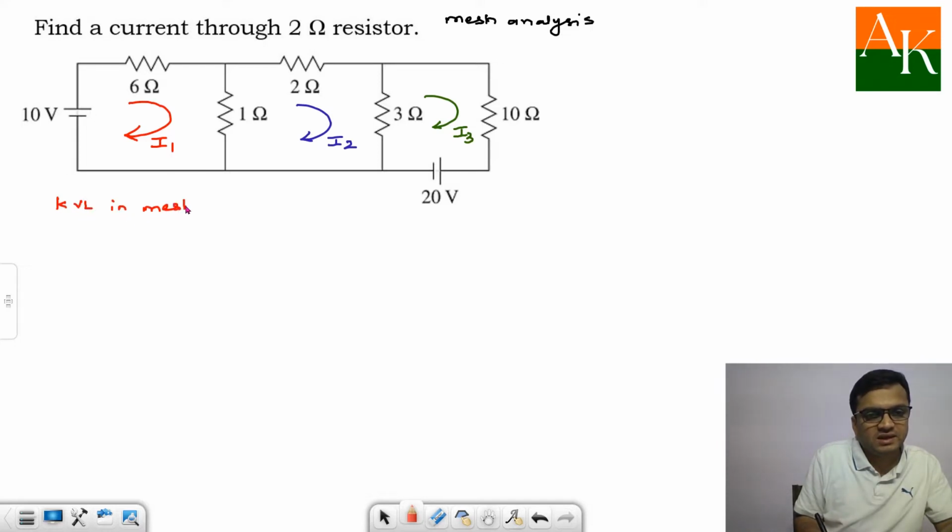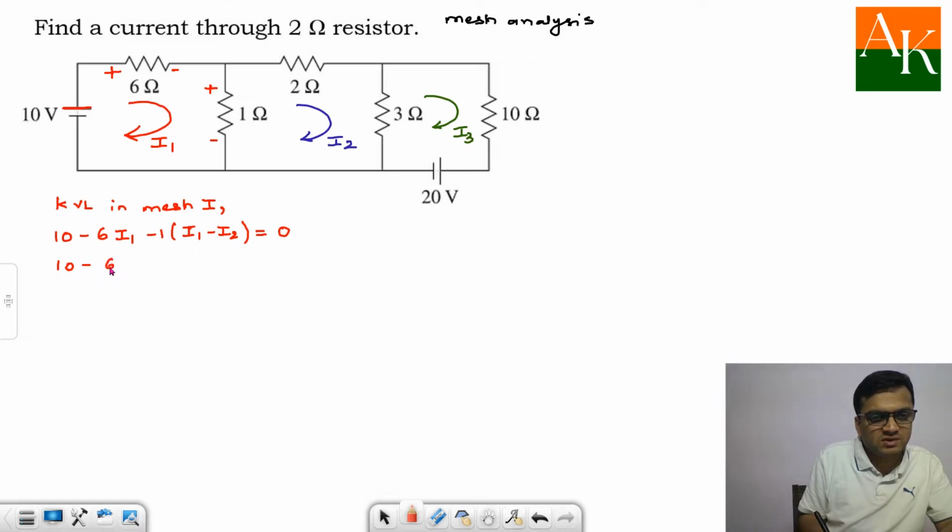Now before applying KVL in mesh 1, you need to assign the sign for the voltages developed across the resistances. When a current enters, you assign a positive sign, when it leaves, negative. Positive over here and negative over here. So I am writing the leaving sign for the voltages. I am starting at this point. Here you will have 10 minus 6 times I1 minus 1 times (I1 minus I2), and you have completed the loop, so it is equal to 0. After solving, you will get 10 minus 6 I1 minus I1 plus I2 is equal to 0.